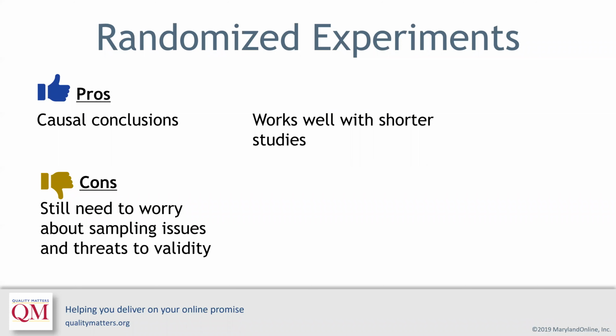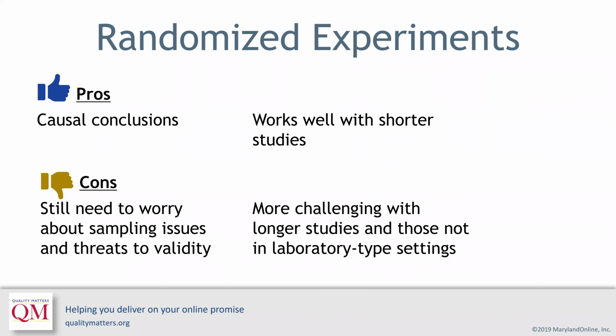It was a short study being conducted in a laboratory setting, so it was relatively easy for me to randomly assign students to different conditions. It can be more challenging with longer studies and those not in laboratory type settings because of some of the threats to validity that I just discussed, and also logistically, it's sometimes impossible to be able to randomly assign students to different treatment conditions. So for that reason, we see a lot of quasi-experimental designs in online education research, which lack randomization.